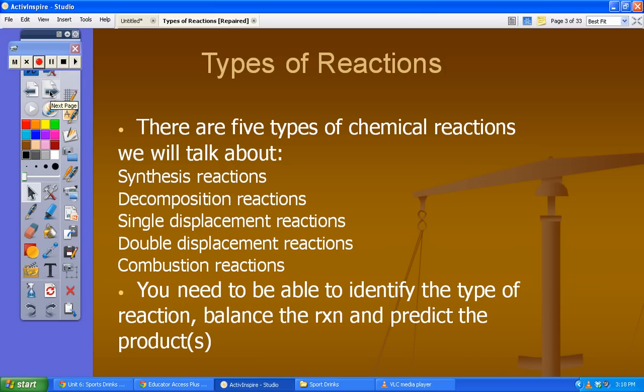There's really 5 types that I'm going to talk about that we're going to use in this class, and those 5 types are here: synthesis, decomposition, single displacement, double displacement, and combustion. Sometimes instead of displacement, we use the term replacement as well. So those are the same type of reaction. So if you see that in another textbook or other things that we do, that's the same type of reaction.